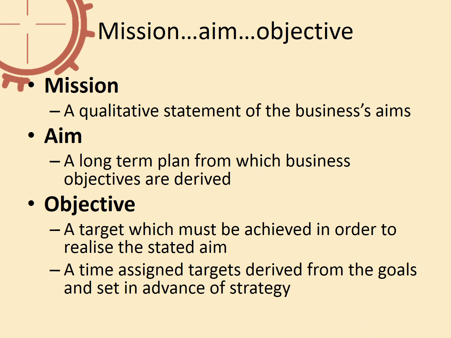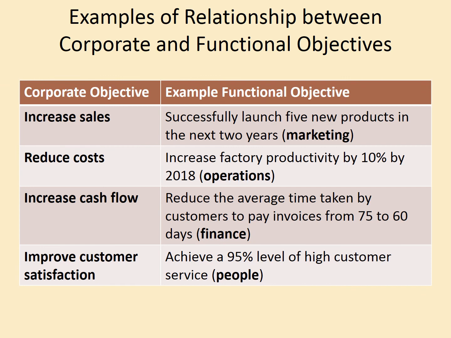So you can see here we've got mission, which is the qualitative statement of the business aims. Aim is the long term, and then the objective is the target which must be hit in order to actually reach the stated aim. And then here we've just got some examples, so I'd make a note of these. They are just examples of how, like, increasing sales, again a bit vague, or how can you do it? Successfully launch 5 new products into the next 2 years. And it's always a case of just having something short and then actually expanding it into something again smart.